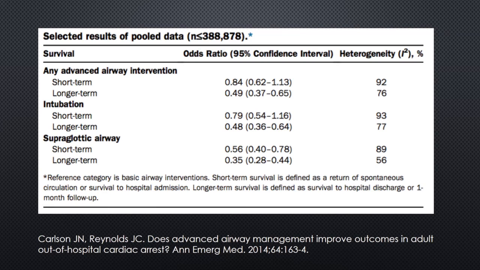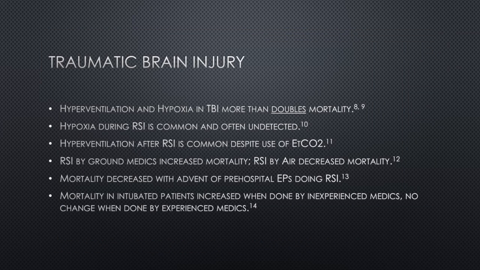So this is just another way of looking at the effect advanced airways have on outcomes from cardiac arrest. And I'll just leave that up there, but this is essentially showing what we had seen before. Let's switch to traumatic brain injury now, and this is something that I really want us to understand. Right off the bat, we know that hyperventilation and hypoxia in traumatic brain injury more than doubled mortality.